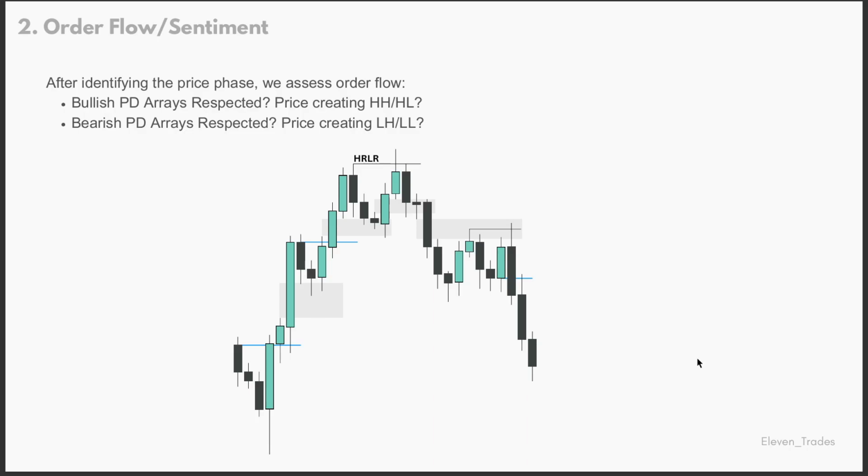The second component is the order flow or the market sentiment. After identifying the phase of price delivery, you have to assess and read whether the bullish PD arrays are respected or the bearish. Is the market creating higher highs, higher lows? Is the market creating lower highs and lower lows? You can use the order blocks, the fair value gaps, the swing highs, swing lows, the inversion fair value gaps, things like that to define your order flow. I have a video especially about the order flow lesson. You can check that out later.